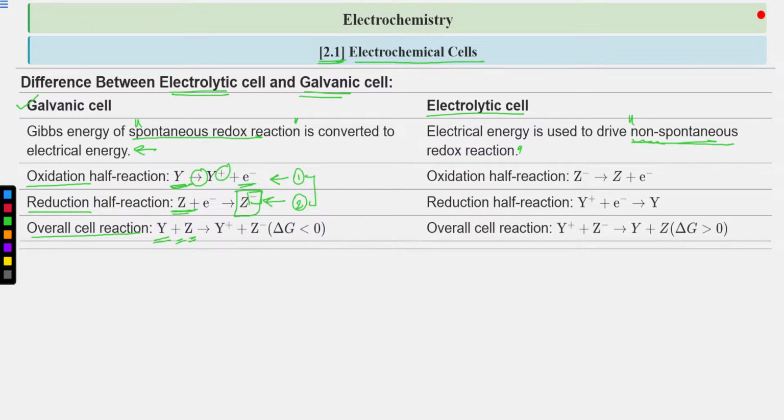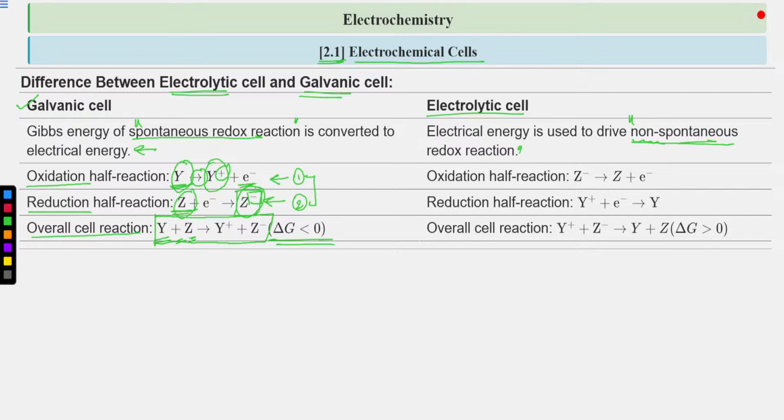Similarly happening here, you add Y and Z and electron also, like Y positive, Z negative and electron is adding. So this electron will cancel out this electron, and the final overall cell reaction will become Y plus Z will give us Y positive plus Z negative. Now this reaction is a spontaneous reaction and del G for this reaction is less than 0.